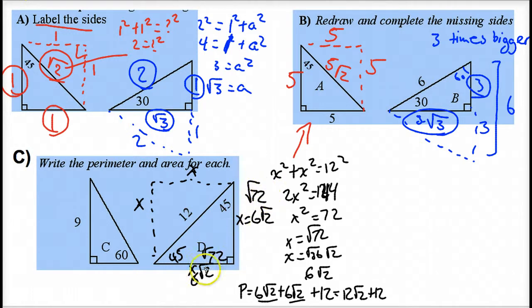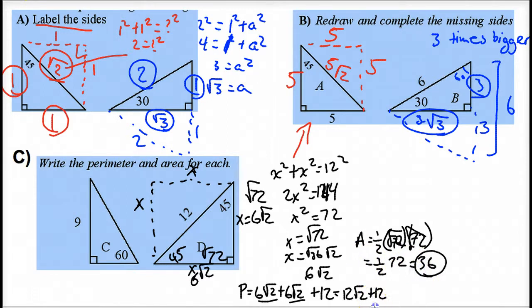Square root of 72 times square root of 72, which is 72, and it's 1/2 base times height. So the area is equal to 1/2 base times height, and each of those was square root of 72. Square root of 72. So that's 1/2 of 72, which is 36. So there's our perimeter and area for the second triangle.